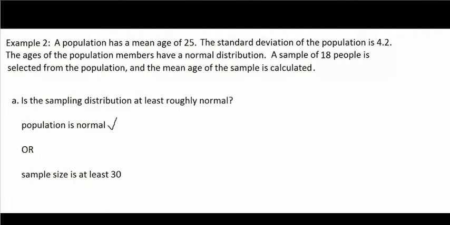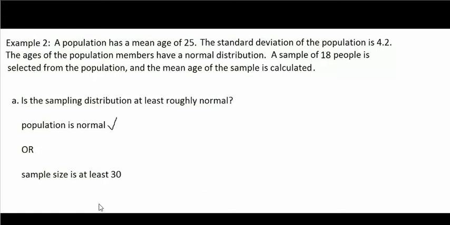Here we have another situation. A population has a mean age of 25. The standard deviation is 4.2. And the ages of the population members have a normal distribution. Now a random sample of 18 is being selected, and the mean of the 18 is being calculated. So once again, we have our checklist that we have to pass, and the problem says that the population is normal, so that checks off.